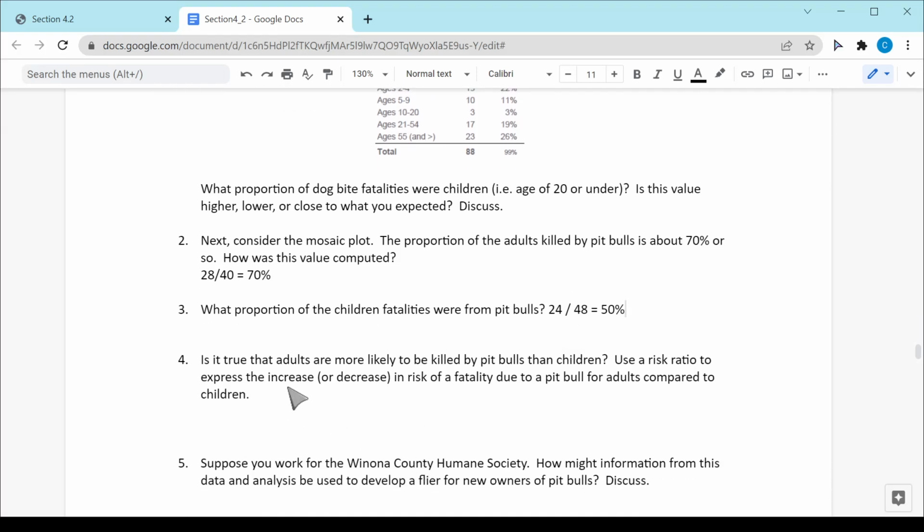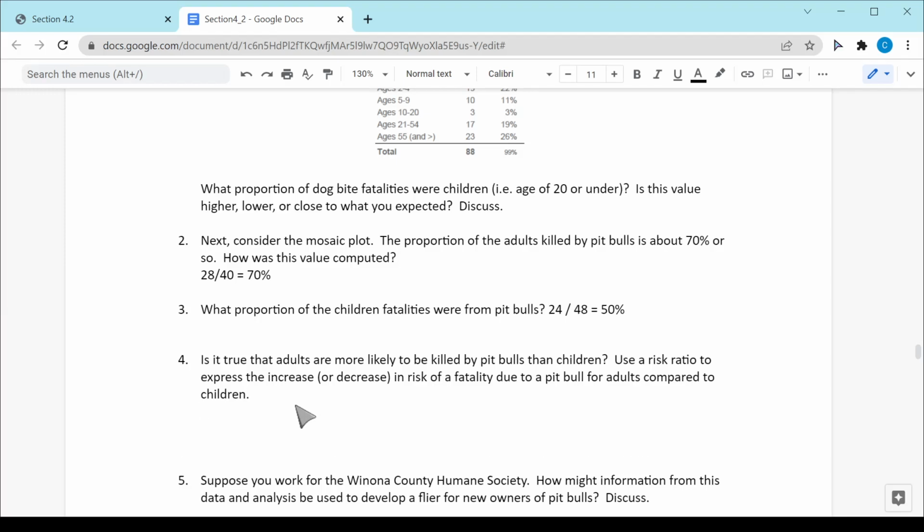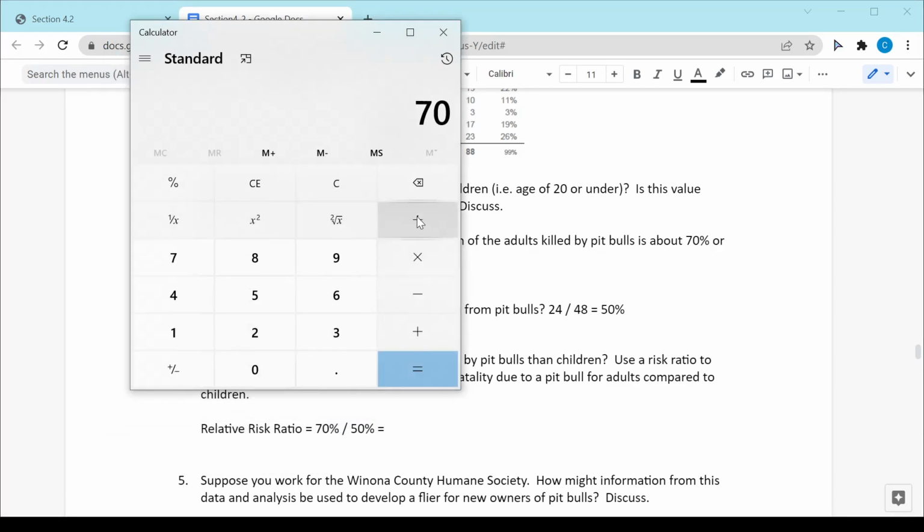Now, is it true that adults are more likely to be killed by pit bulls than children? It is. This is 70% here, and it's only 50% here. Use a risk ratio to express the increase in the risk of fatalities due to pit bulls for adults compared to children. So if we wanted to do a relative risk ratio there, all I would need to do is take the 70%, and divide that by the 50%. And when I do that, again, grab my calculator, I get 1.4.